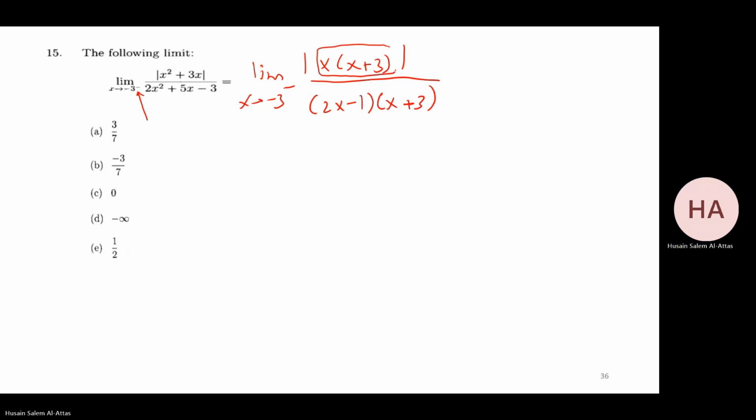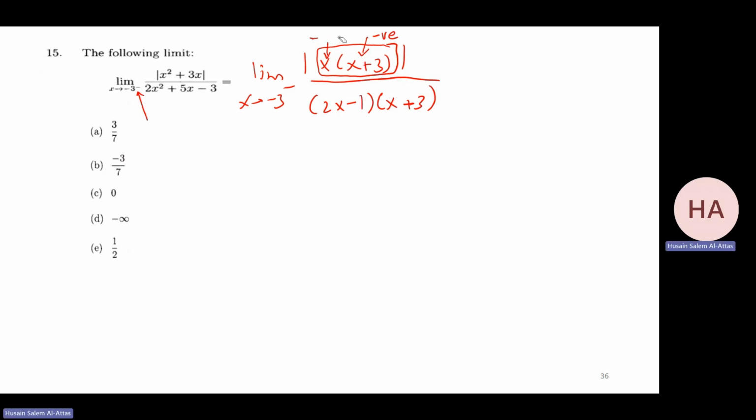Now, to get rid of the absolute value, I need to check the sign of this one as x goes to minus 3 from the left. What's the meaning of minus 3 from the left? It's like minus 3.001. So this is negative. This one also negative. So everything will be positive.